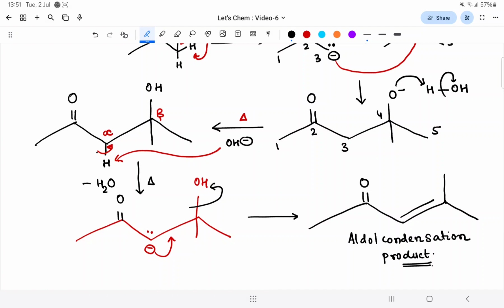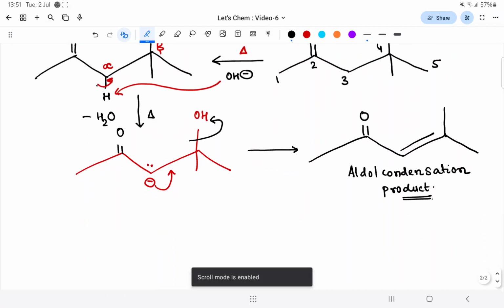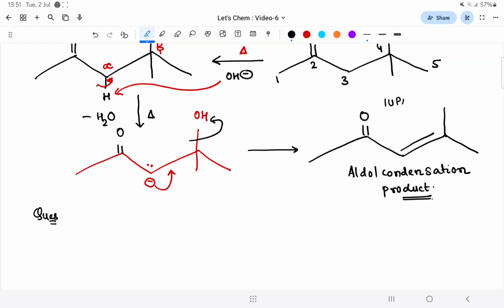Fine. Shall we try with one more? This time I'll give you a question which has the concept of intra-aldol condensation. The question looks somewhat like this. IUPAC name please. So let's write it down.